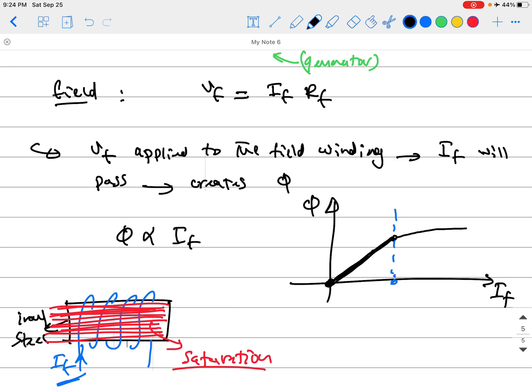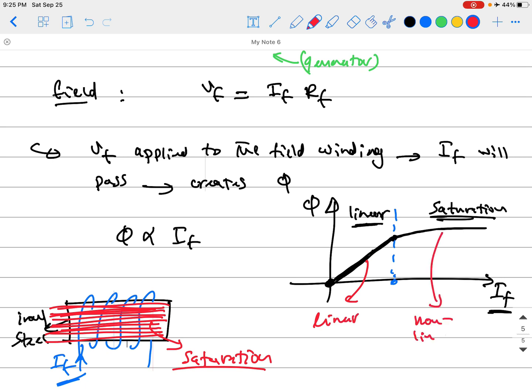It will start saturating. While the field current I_f is small enough, you will have a linear relationship. While you increase I_f, the flux will increase by the same ratio until you reach a high enough field current and enter the saturation region. That means the increase in I_field will not be translated to an equivalent increase in the flux, because there is no space for added flux lines inside this machine. That's why here it's a linear relationship, and here it's non-linear.